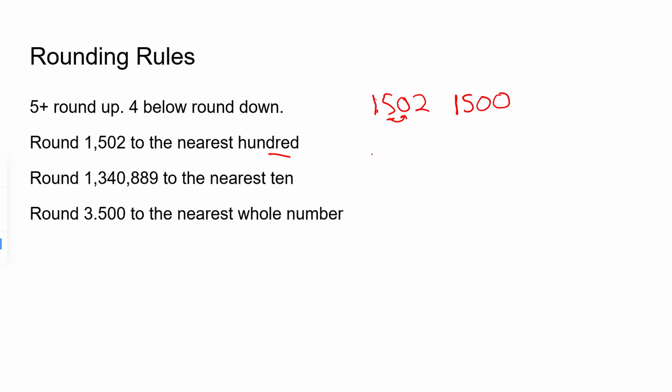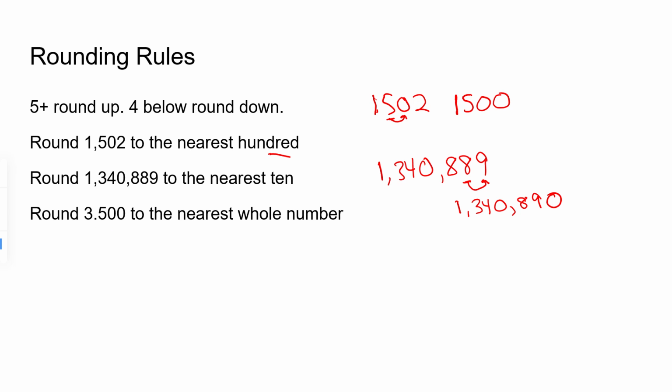This next one, 1340889 to the nearest 10. So this is our 10 place. We're going to look to the right, to the ones place, and this is 5 or above. So we now know we have to round this guy up. So this becomes 1340890. So that's the nearest tens.